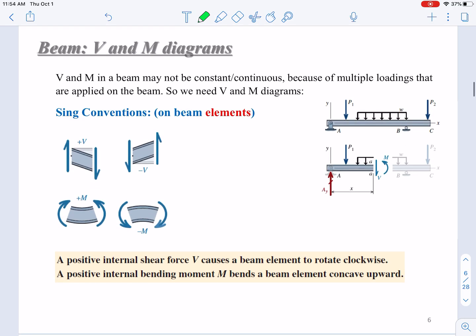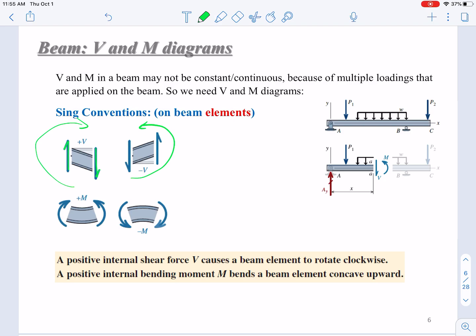In another sense, if we're observing a small beam element, a positive internal shear force V causes the beam element to rotate clockwise. Since a positive V acting on the left hand face points upward, and on the right hand face points downward, under the action of this couple of shear forces, the element will rotate clockwise. So this is a positive couple of shear forces. In the opposite direction, a couple of negative V will rotate this element counterclockwise.